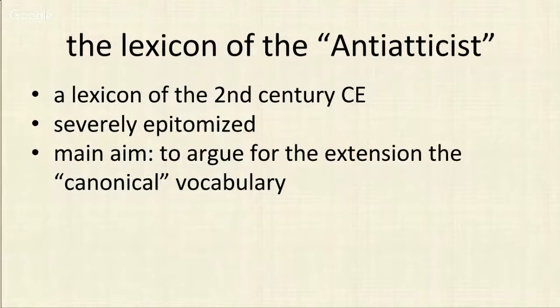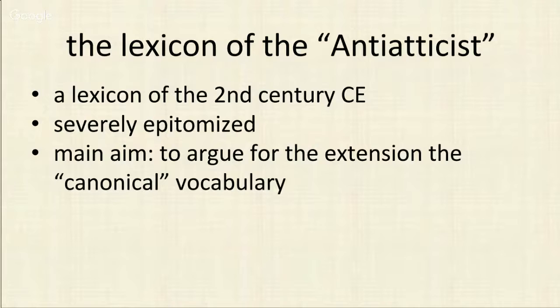After having this very, very small introduction, let me now show you an effort to encode an ancient Greek lexicon. The lexicon of the so-called Antiatticist is a lexicon of the 2nd century CE. It is severely epitomized, and this makes our life easier because the material is better structured and it is less.